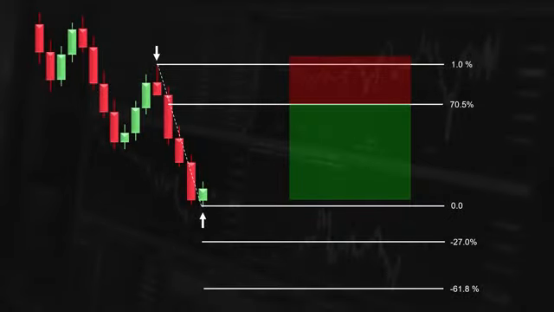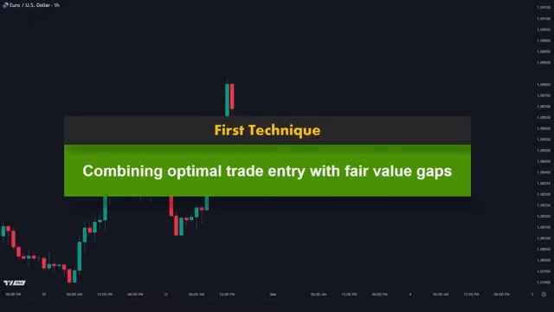Now, this was the basic model. We have developed it further by combining it with multiple smart money signals, including fair value gaps, market structure shifts, and multi-time frame entries, which we will discuss now. Combining optimal trade entry with fair value gaps.